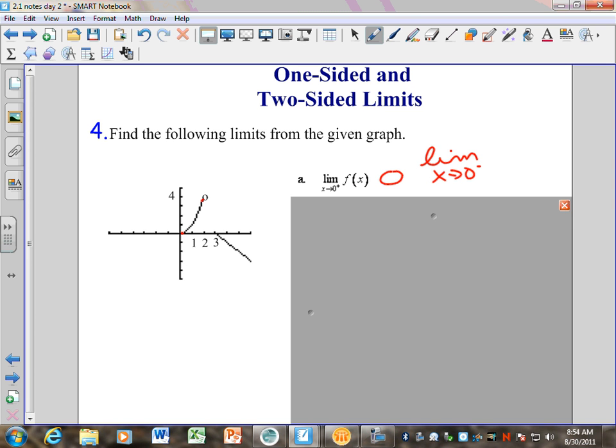So, does not exist. I want to just say DNE. I'm okay with that. I just usually write does not exist. Or you could write no limit. That would work also.